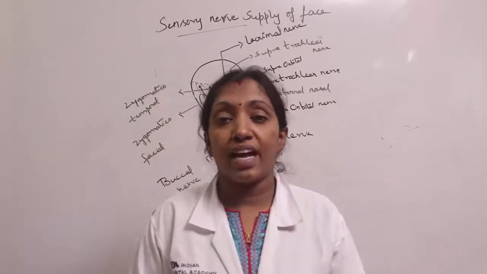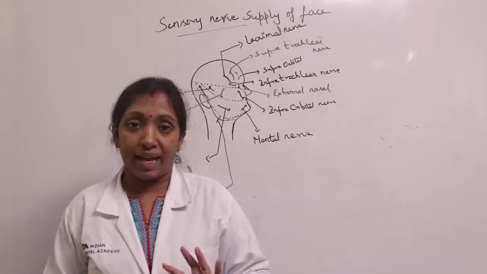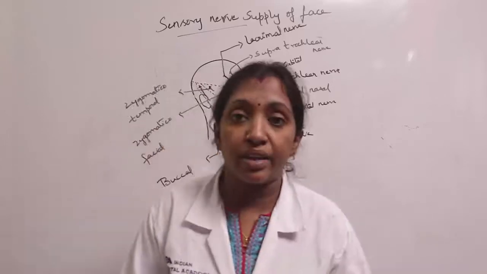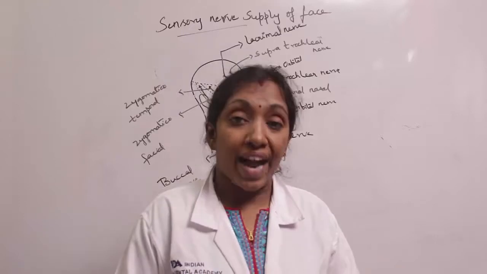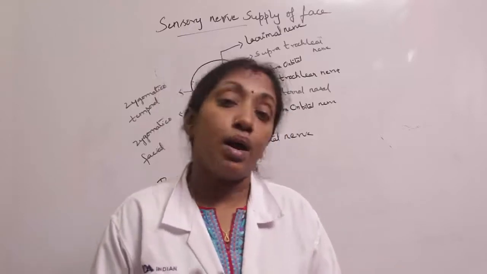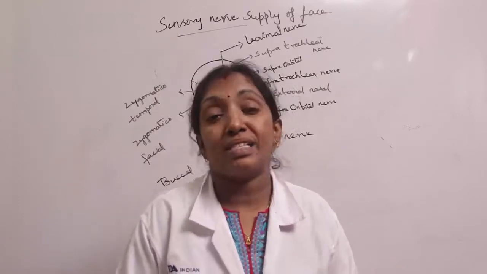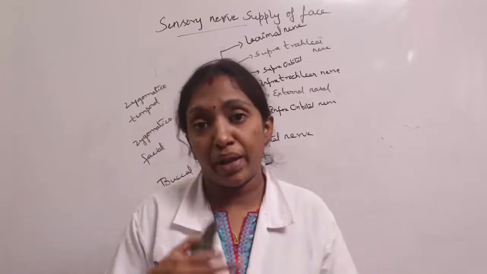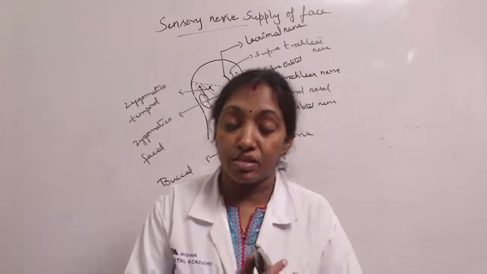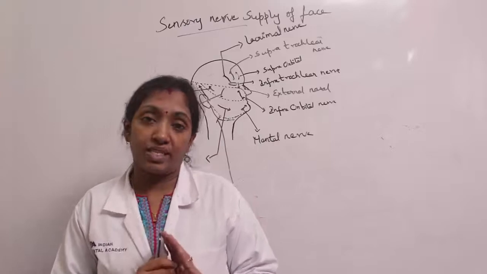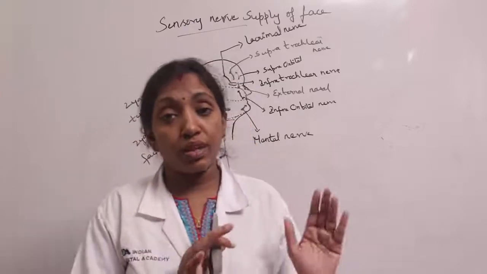The nerve of the second arch is the facial nerve, except for masseter. Masseter is supplied by the masseteric nerve, which is a branch of the anterior division of the mandibular nerve, because the masseter develops from the first arch, and all the remaining muscles of facial expression are derived from the second arch.